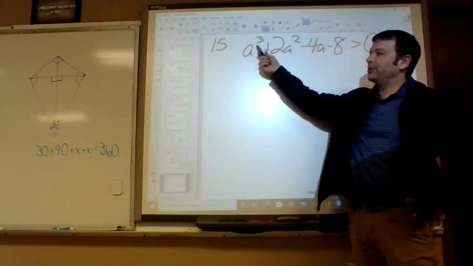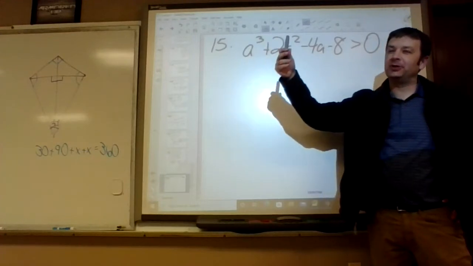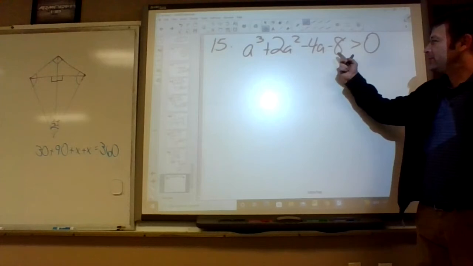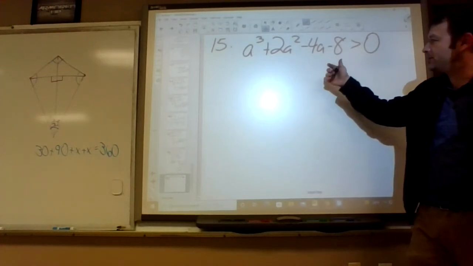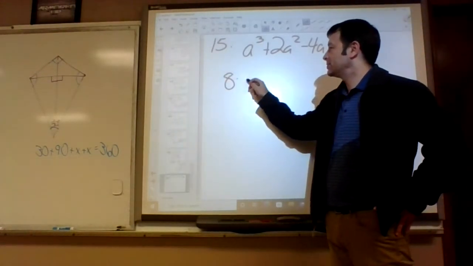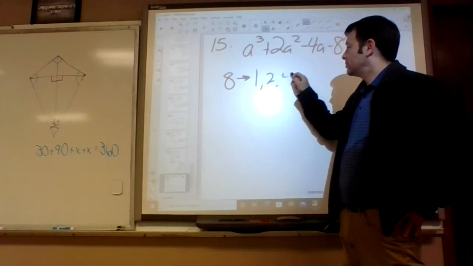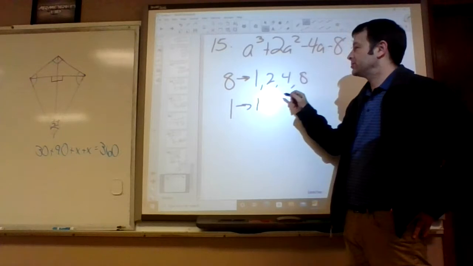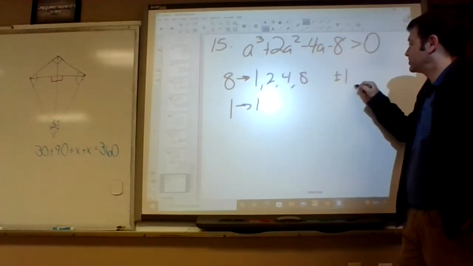Yeah, there's an AQ term, which means it's not going to factor like the last one. So we have a couple ways we could do this. You guys remember the rational root theorem? We could use factors of 8 over factors of 1, and those are possible answers.